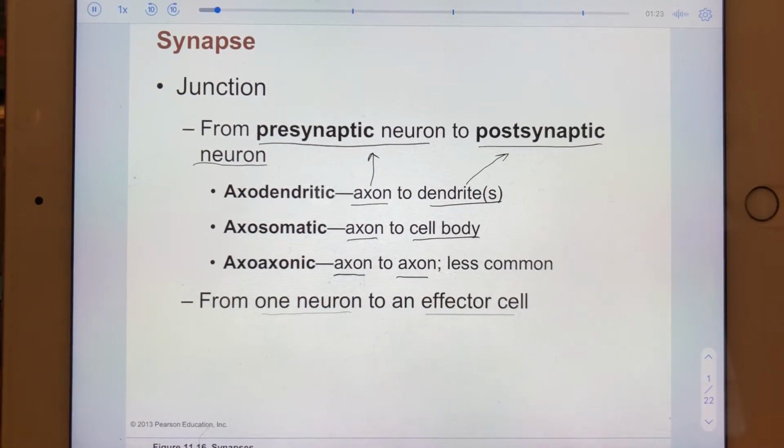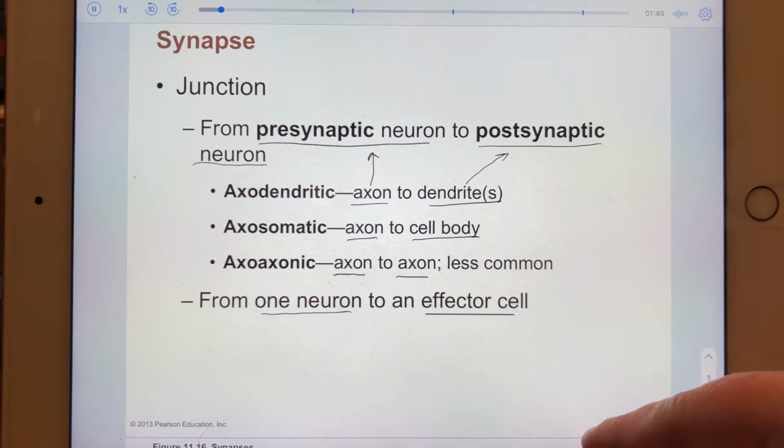Oh, and certainly a synapse between one neuron and an effector is also a possibility. Maybe I shouldn't use potential in this particular chapter.